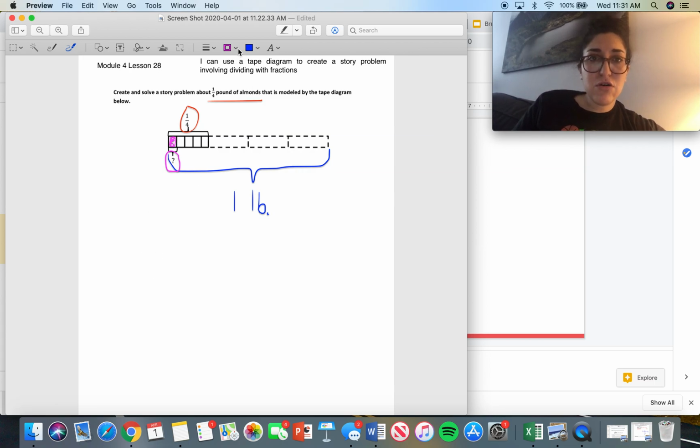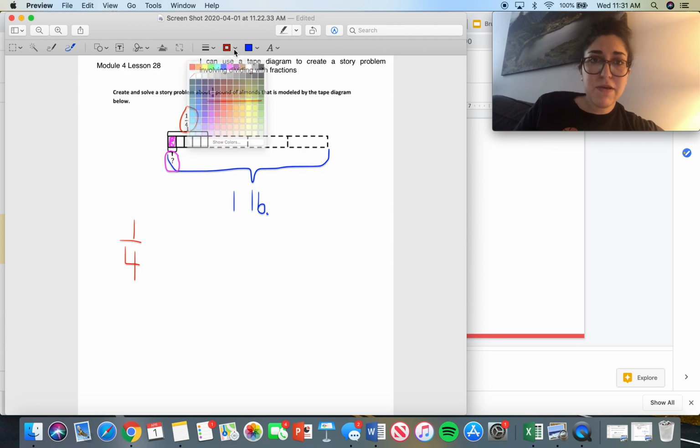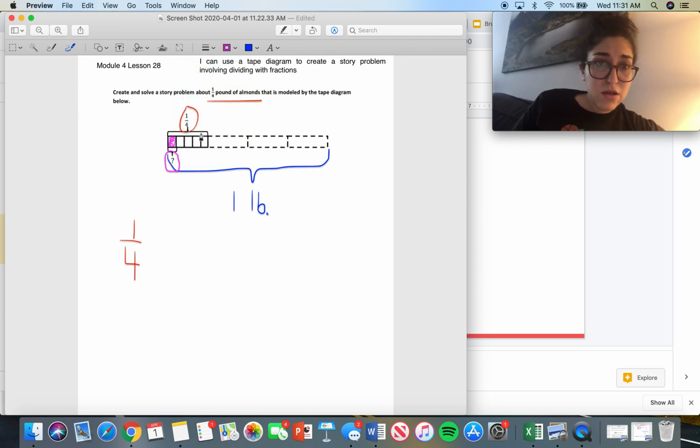That means that I took 1/4 and then I actually cut it up further into how many pieces? Well, let's count the pieces that I cut. 1, 2, 3, 4, and this would be 5. So I took 1/4 and I divided it by 5.